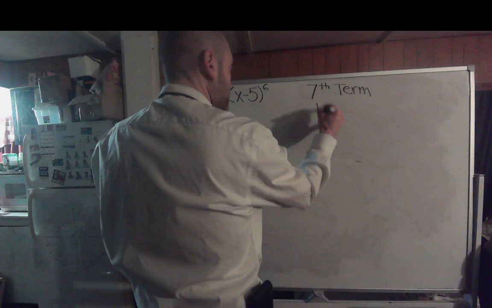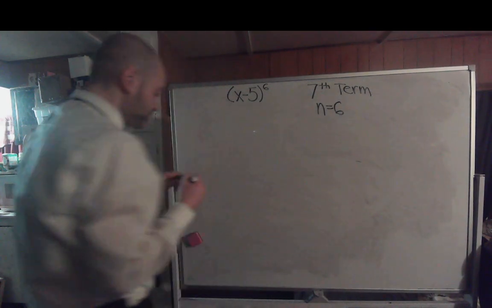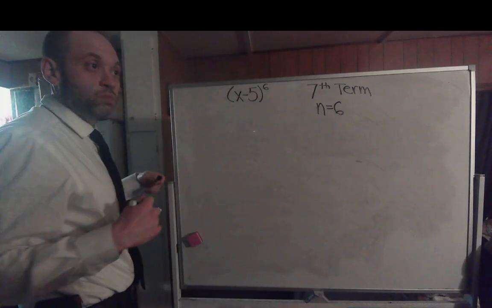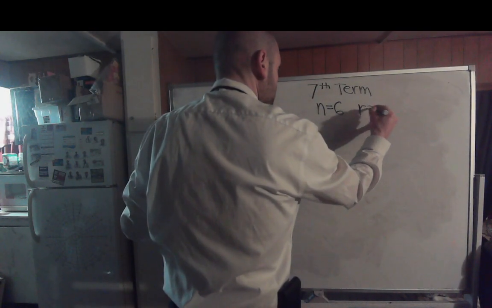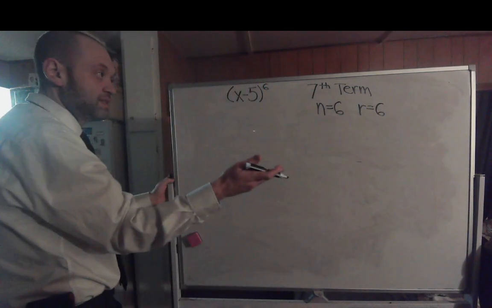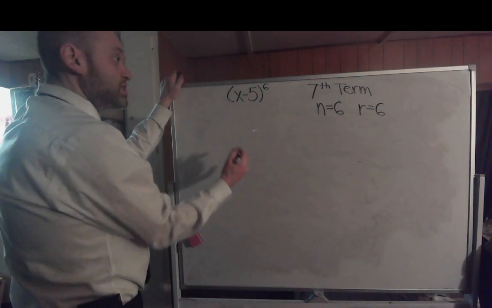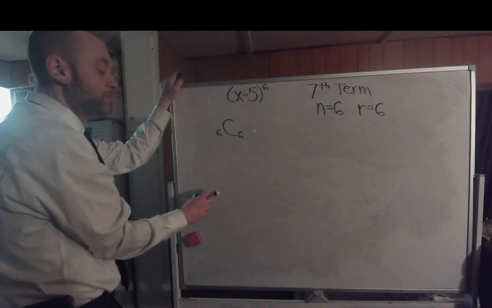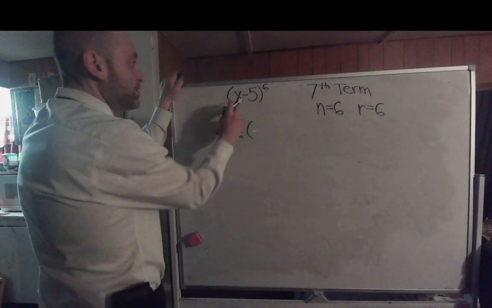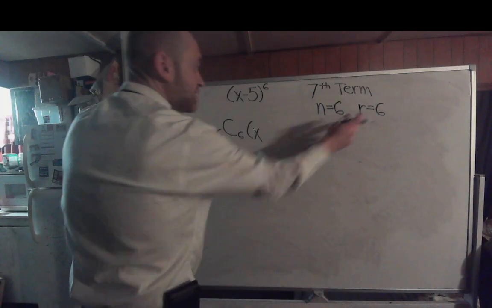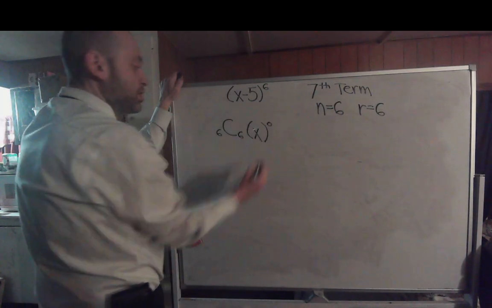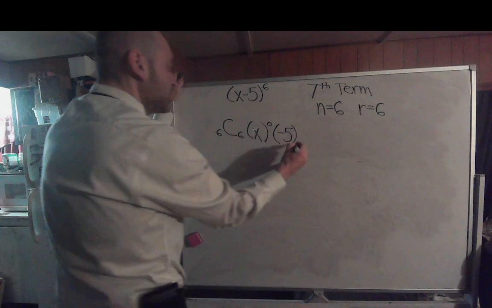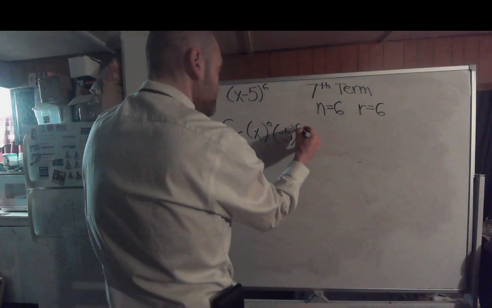So that means your n is 6. Now, your r is always 1 less than the term number you're seeking. So 7 minus 1 is 6. So your r is also going to be 6 in this case. So now to find the term, you're going to take the combination of 6 things, 6 at a time, of the quantity of your first term, x, raised to the n minus r power, so 6 minus 6 is 0, times your second term, which would be negative 5, raised to the r power, which is 6.